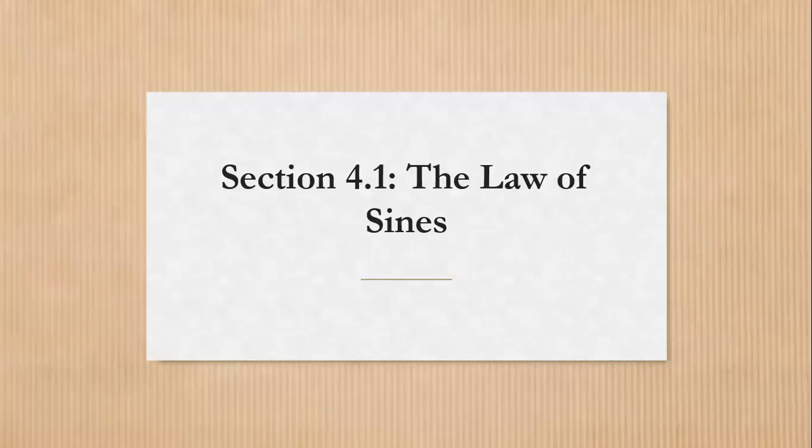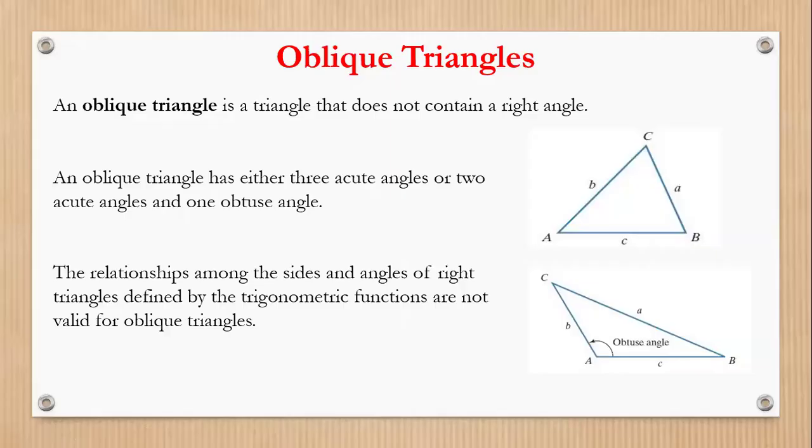Hi, in section 4.1, we want to talk about the other applications in trigonometry. The first of them is the law of sine. Before we learn about the law of sine, we want to know what is an oblique triangle. An oblique triangle is a triangle that does not contain any right angle.